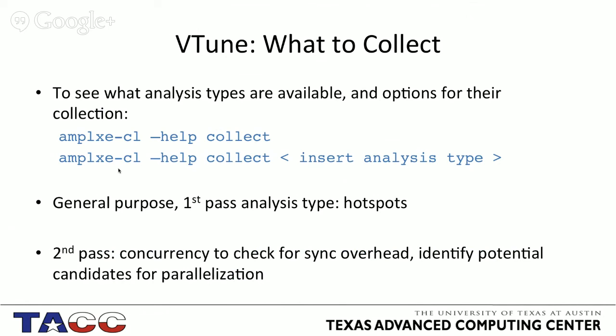If you're wondering what things can I collect apart from hotspots, amplxe-cl -collect help will give you a full list of everything that is available in the system, everything that you can call. Typically, you probably want to do a first run for hotspots, and after that, you want to do a run that is more specific, looking at either concurrency or port saturation or something else. But typically, the hotspots run is the first one you want to do because you want to know which part of your code is taking the longest.